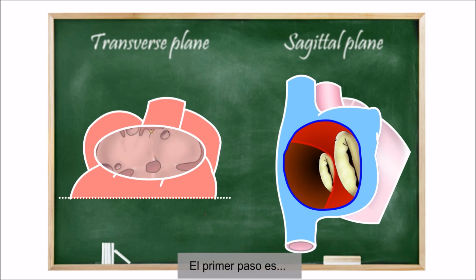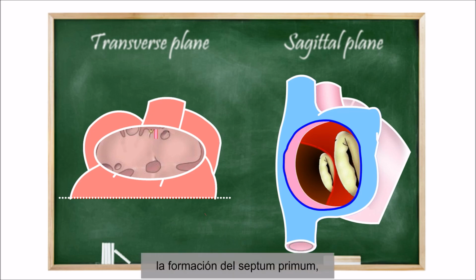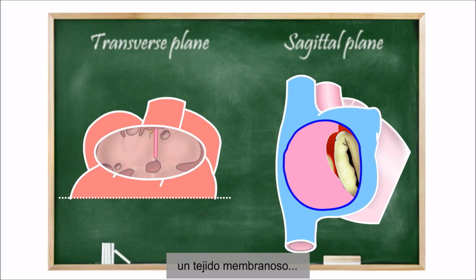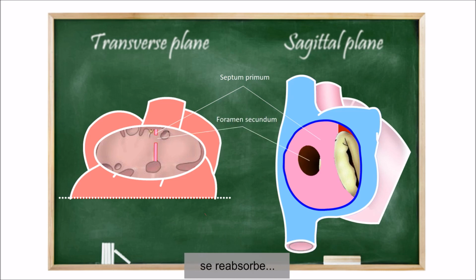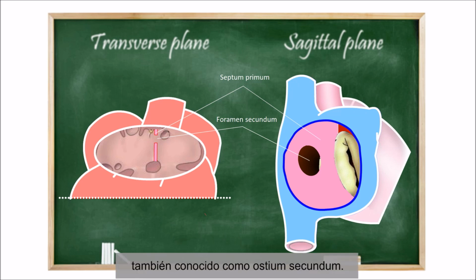The first step is the formation of the septum primum. This is a membranous tissue that grows from top to bottom and from back to front, beginning from the roof of the common atrium and ending in the endocardial cushions. After that, part of this membrane reabsorbs to give origin to the foramen secundum, also known as ostium secundum.